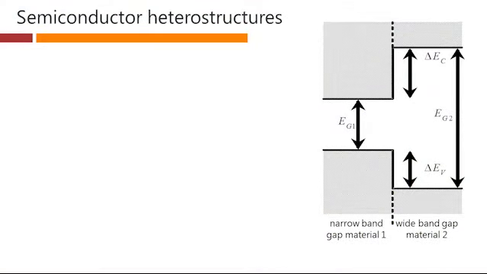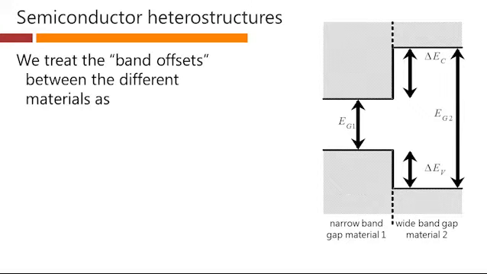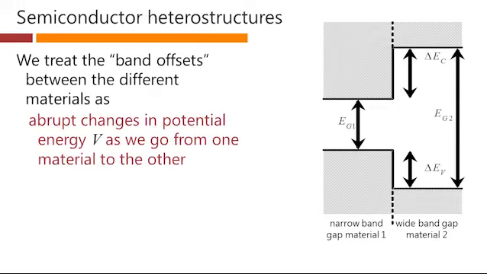In general, with semiconductor heterostructures, we can draw diagrams like this one here, and we treat the changes in the position in energy of the edge of a band, such as a conduction band, in one semiconductor and another semiconductor as a band offset, which we use in our Schrödinger equation through the potential V. So the position of the edge of the conduction band jumps abruptly as we go from one material to another, and we can model that as an abrupt change in potential V in our Schrödinger equation.